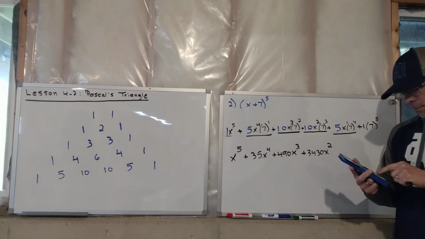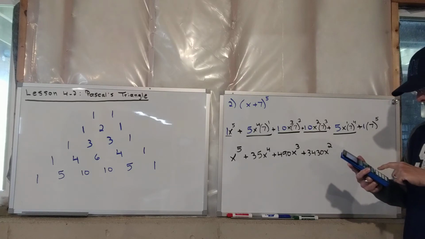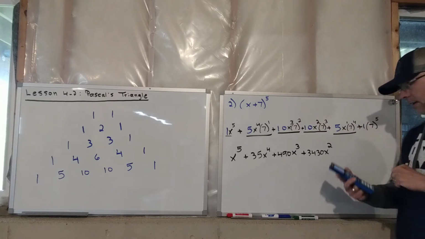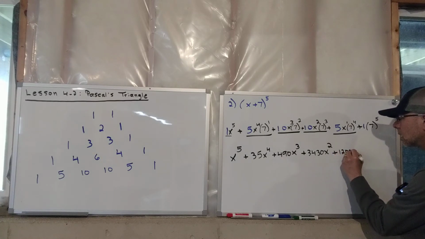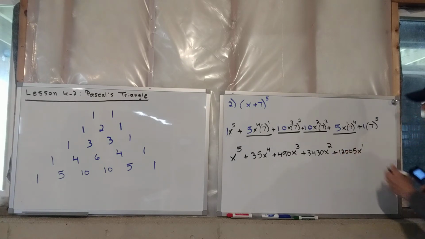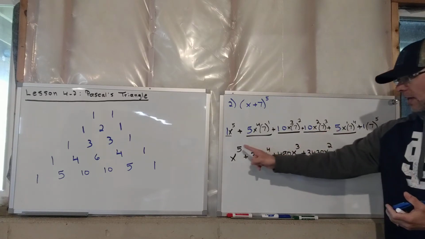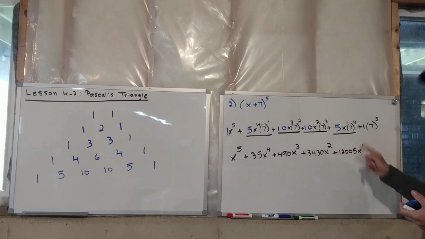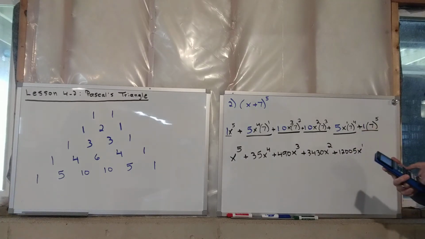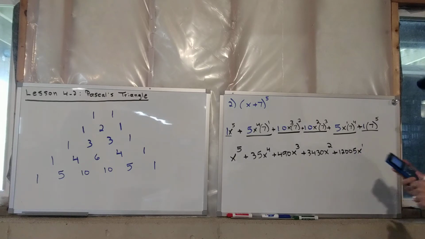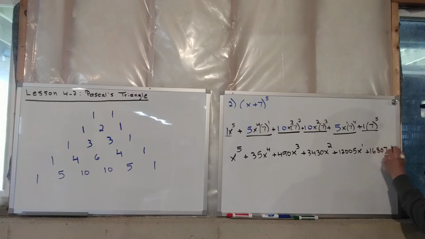Here, getting even bigger, 7 to the fourth. That's 2,401 times the 5. 12,005 x to the first. See, the same x pattern happens where we started. See, x, 5, 4, 3, 2, 1. The last term doesn't have any x's. You and I just got to do 7 to the 5th. And that's 16,807.